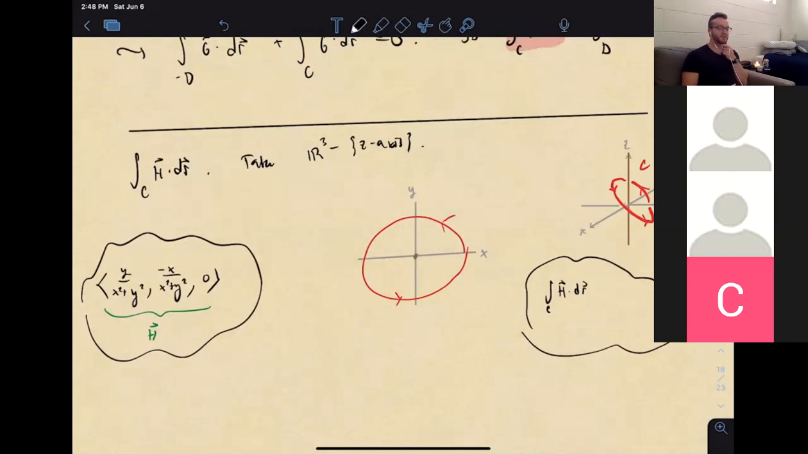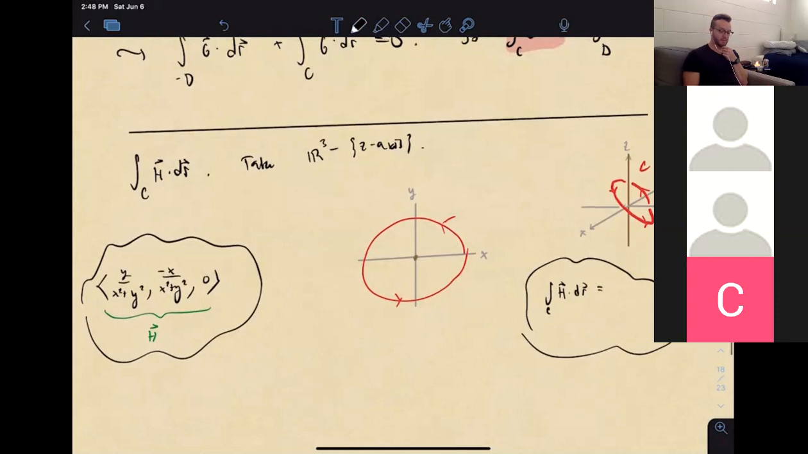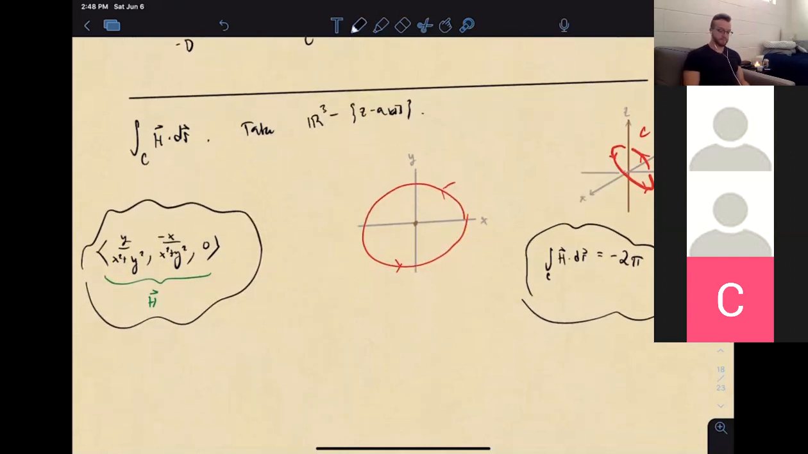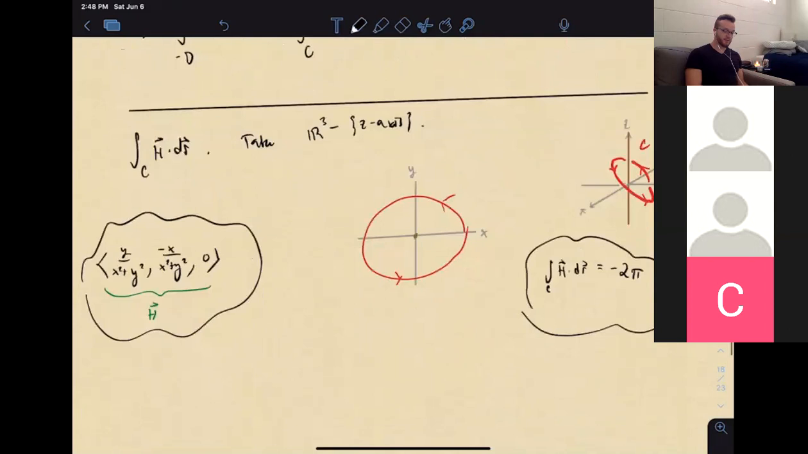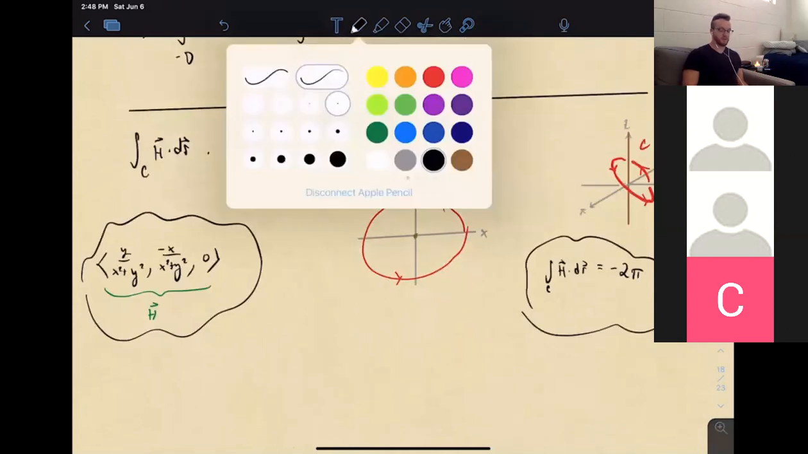Yes, it's going to be negative 2 pi. Why? This is the negative of the vortex vector field. The usual vortex vector field is negative y over blah, blah, blah, and x over blah, blah, blah. This is y and negative x. So this is like a vortex field spinning clockwise. So because this curve is going counterclockwise, this integral is going to give us negative 2 pi. So actually the answer at the end of the day will be 0. So I think maybe Elijah was correct. But it's 0 for a very non-trivial reason.